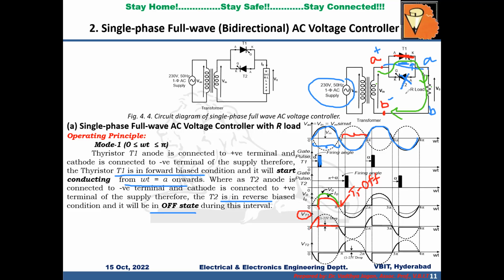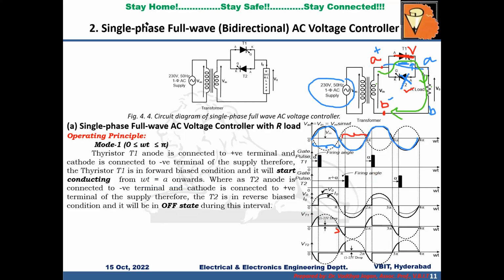Now, if I want to see the voltage across T2, it is in reverse bias condition. So from omega t equal to 0 to pi, it is in reverse bias condition and it is blocking a reverse voltage. But from omega t equal to alpha to pi, T1 is in conduction state, which is connected across T2. So voltage across T1 will be the same as the voltage across T2. And that is why you can see 1 to 2 volts, but with negative sign because they are connected in anti-parallel, right? So this is about the positive half cycle.